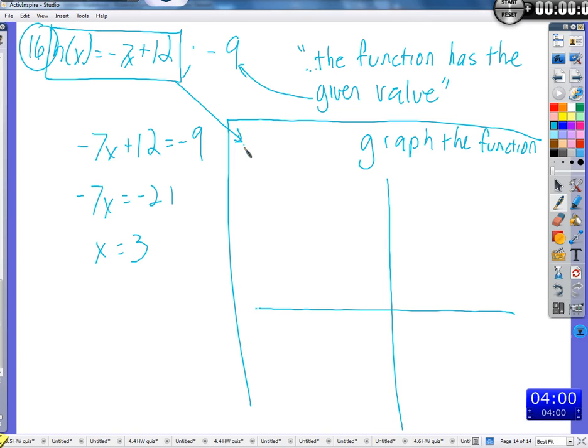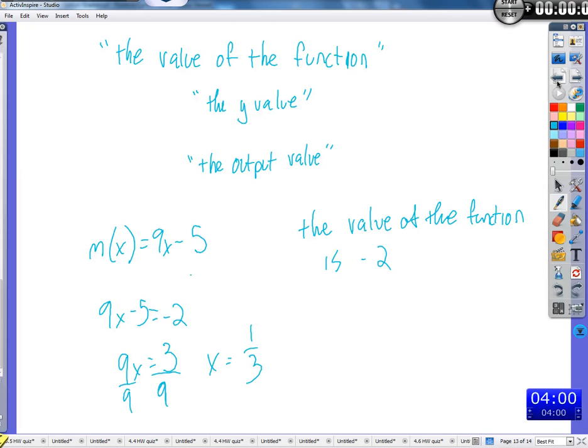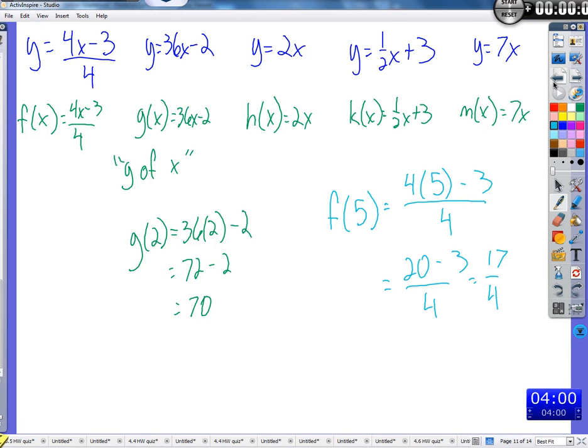Okay, so we're going to graph this function. h of x equals negative 7x plus 12. Well, if I took a look at section 4.5, I see that this is just mx plus b. It's the same as y equals mx plus b. If we go back to the beginning of this discussion, we had all these functions, y equals. y is just the output. Then we gave them all names, m of x, h of x, k of x, g of x, f of x. Okay? Those all also represent the output. y represents the output, f of x represents the output, h of x represents the output, g of x represents the output.